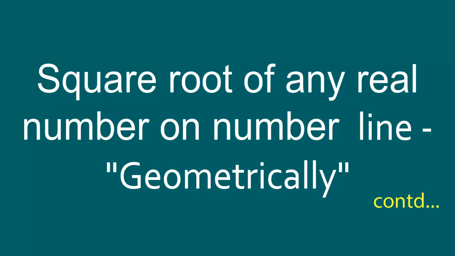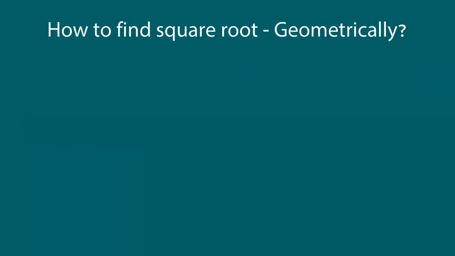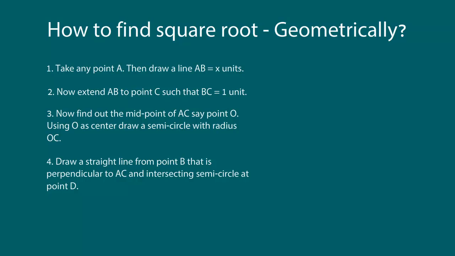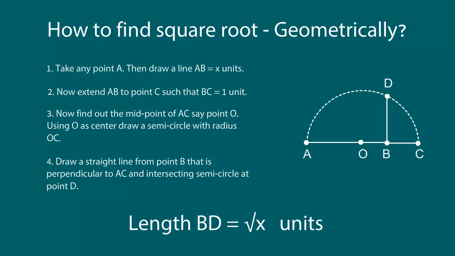Square root of any real number on the number line. How do we find that out geometrically? We have been learning about this earlier, and we have seen that if we follow these 4 simple steps and make this simple geometrical construction, then the length BD represents square root x, where x is any real number. So using these 4 steps and drawing this simple geometrical construction, we can find out the measure of the square root of any real number.